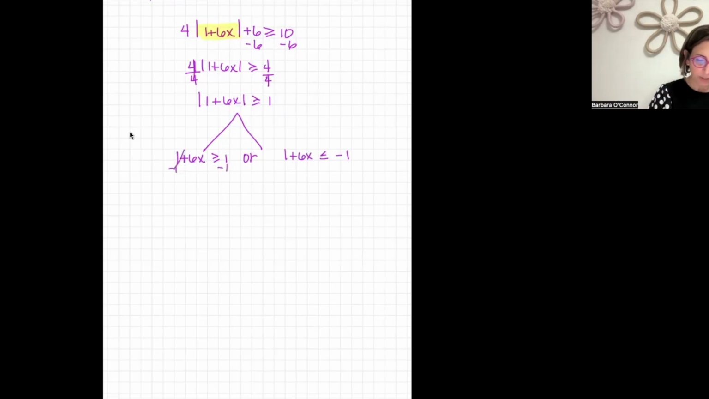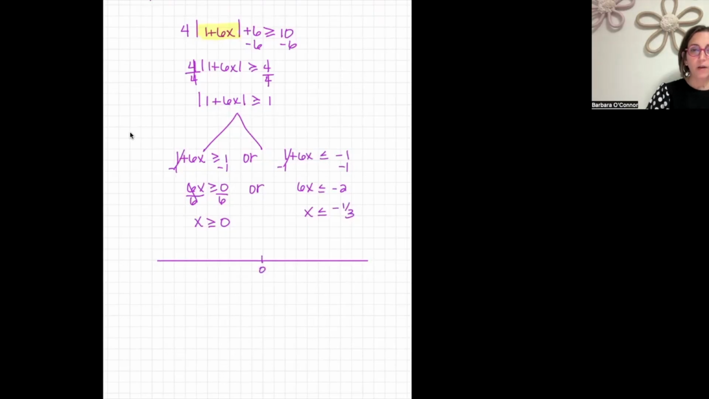Subtract 1 from both sides. 6x is greater than or equal to 0. Divide both sides by 6. So x is either greater than or equal to 0, or let's subtract 1 from both sides. x is less than or equal to -1/3. Let's look at this on the number line.